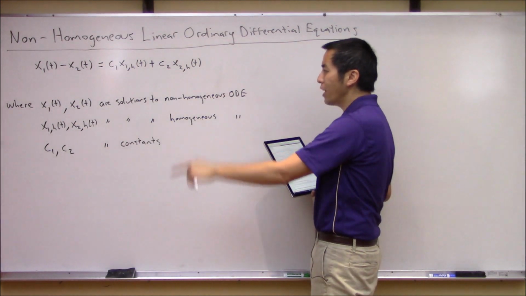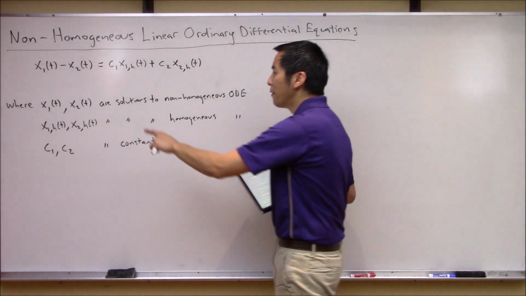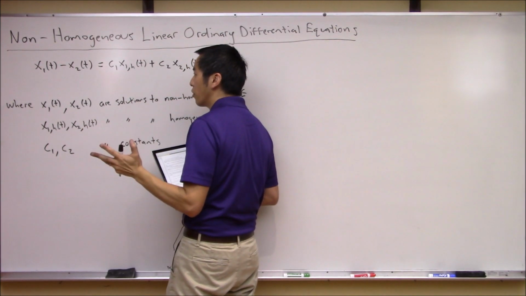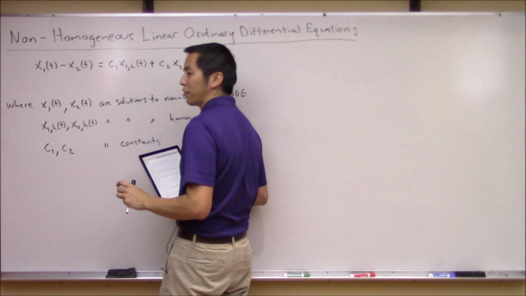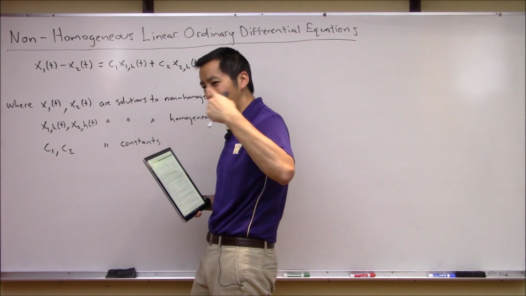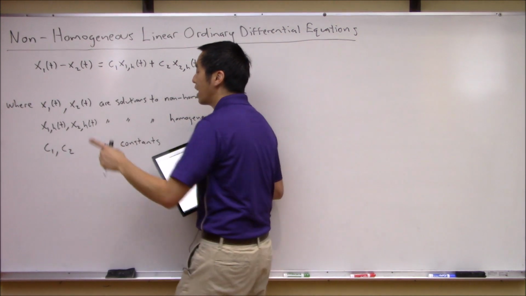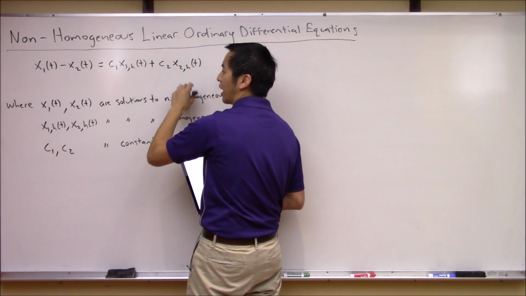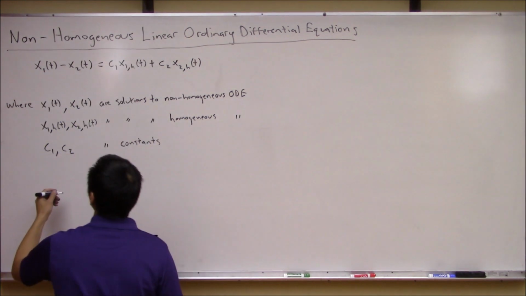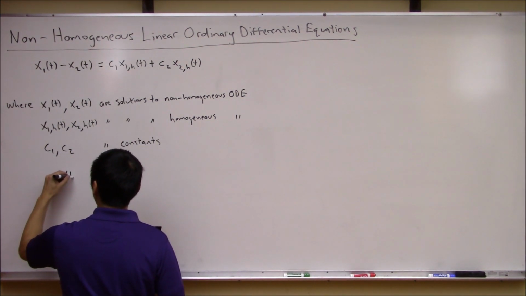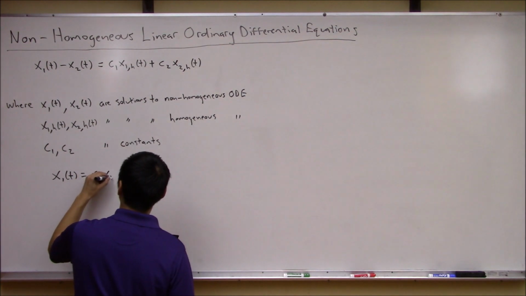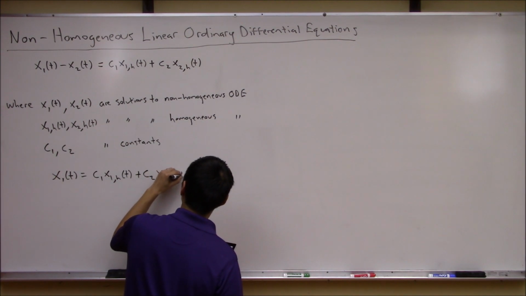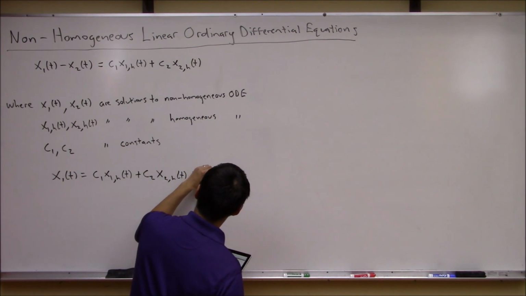So all we need to do here is, again, we said we're looking for x1 of t or x2 of t, one of those two. Let's just say I want x1 of t, okay? And this is a slightly circular logic; you're going to have to bear with me. Why don't I just move x2 to the other side? So let me write this as x1 of t is equal to c1 x1h of t plus c2 x2h of t plus x2 of t.